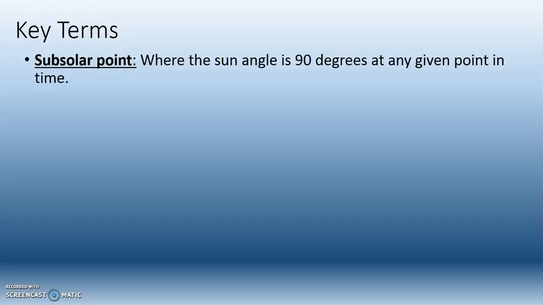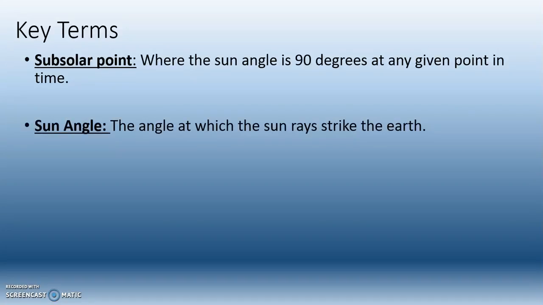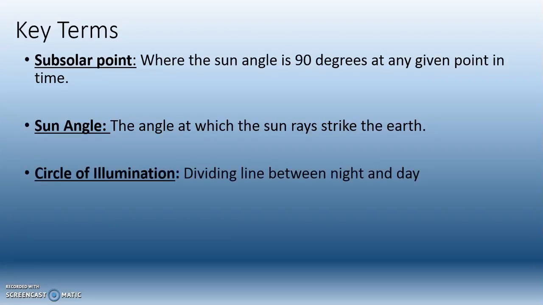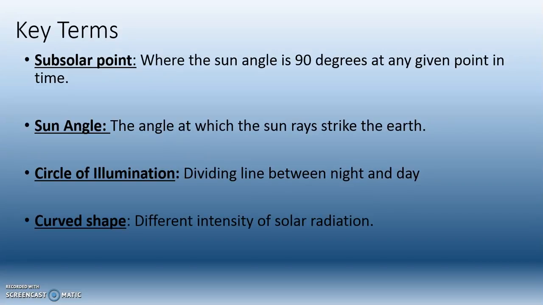Okay, so some key terms that you're going to want to identify and understand is the term subsolar point. And this is where the sun's angle is 90 degrees at any point in time. Okay. The sun angle is the angle at which the sun strikes the Earth's surface. We have our circle of illumination, and the circle of illumination is the dividing line between night and day. So half of the Earth is going to be receiving light, half the Earth is going to be receiving day.